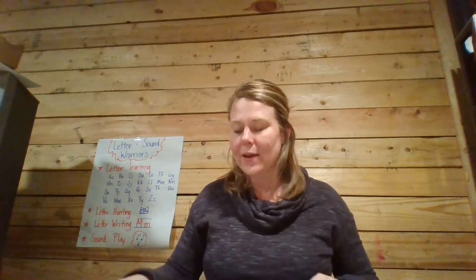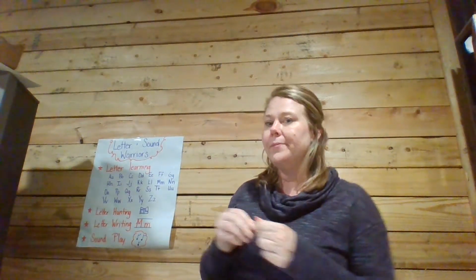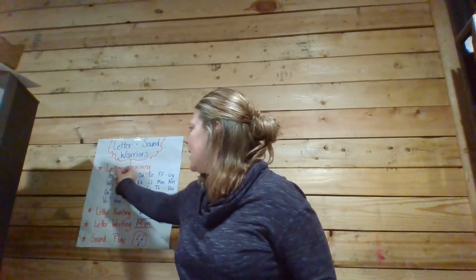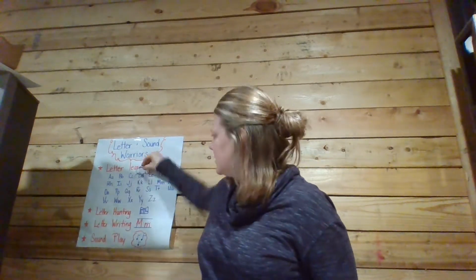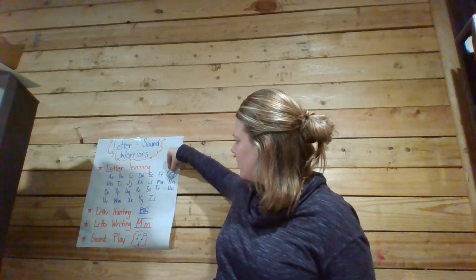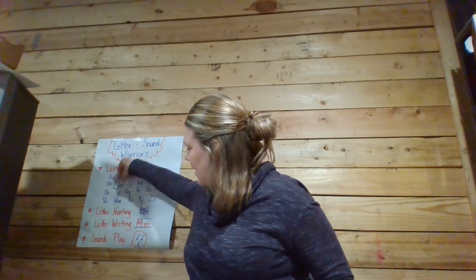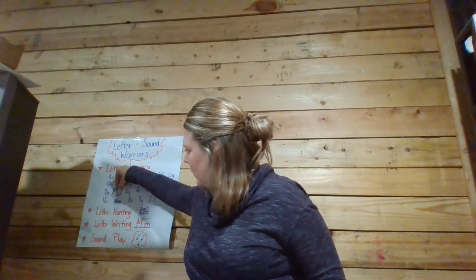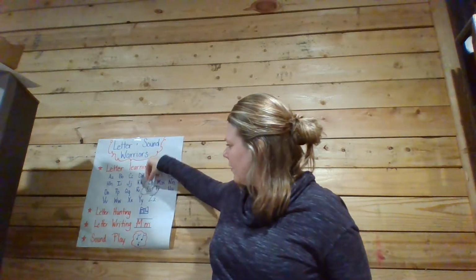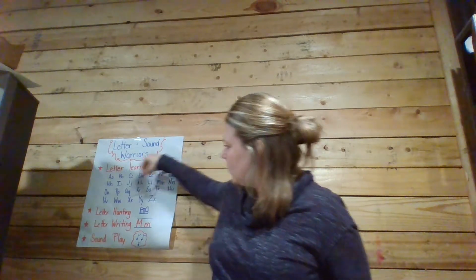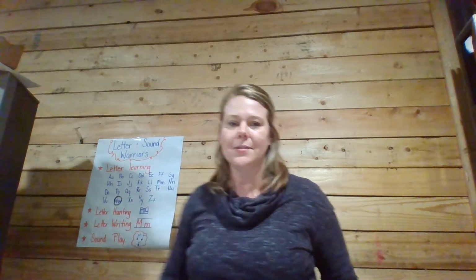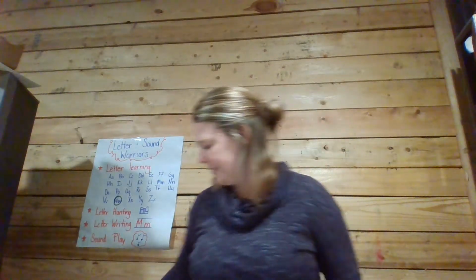All right. Let's find W on our alphabet. Are you ready? I have a feeling we're going to be singing most of the song today. A, B, C, D, E, F, G, H, I, J, K, L, M, N, O, P, Q, R, S, T, U, V, W. There it is. W way at the end of the alphabet.